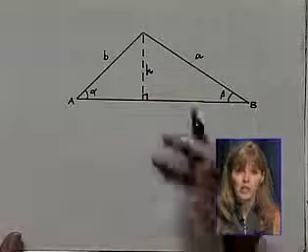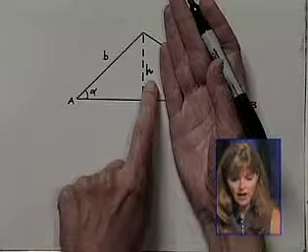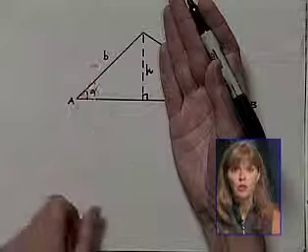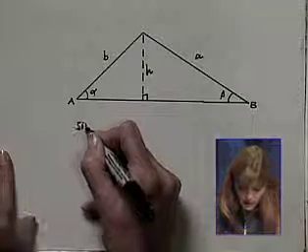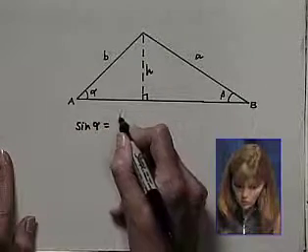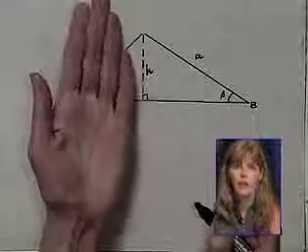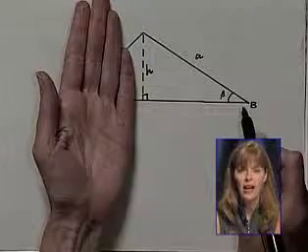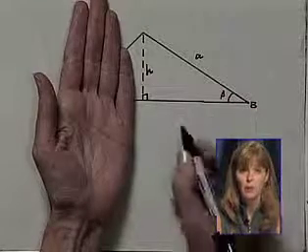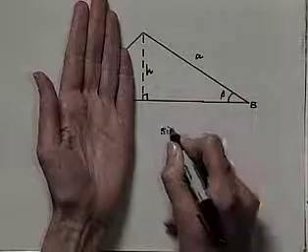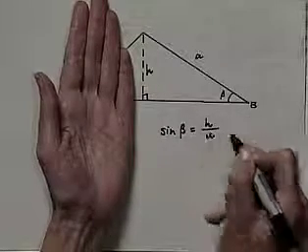Now if I consider just the triangle to the left, I notice that I have an angle, a side opposite the angle, and the hypotenuse of that right triangle. And therefore I can write down the following relationship. The sine of alpha is going to equal the side opposite, H, divided by the hypotenuse, B. If I do the same thing with the triangle to the right, I have an angle, the side opposite that angle, and the hypotenuse. I can write down the following relationship. The sine of beta is going to equal the side opposite, H, divided by the hypotenuse, A.